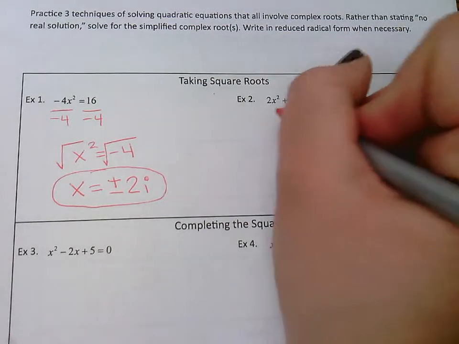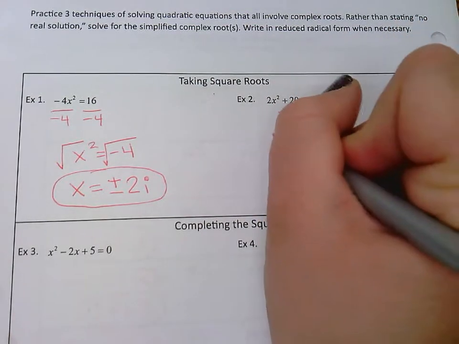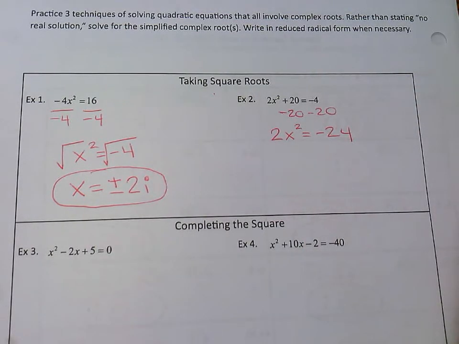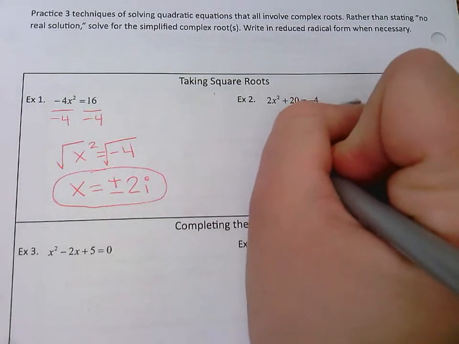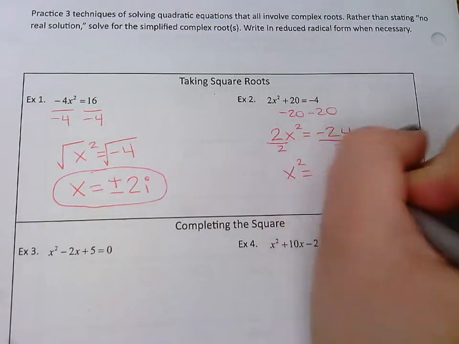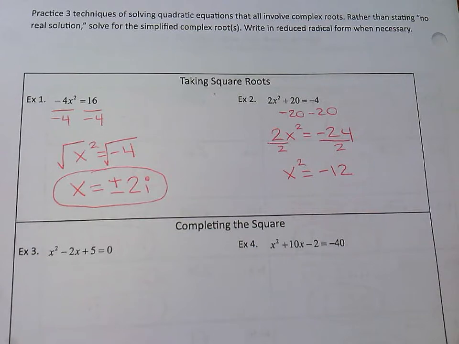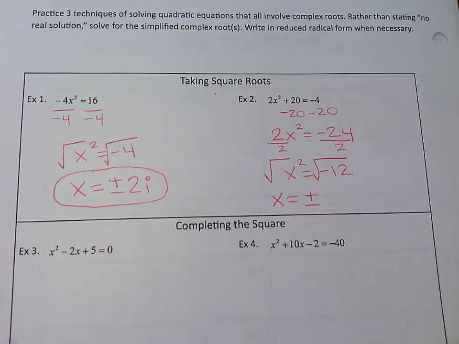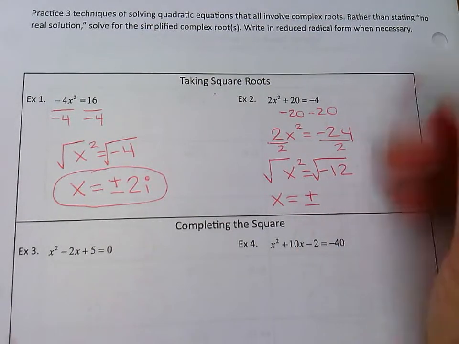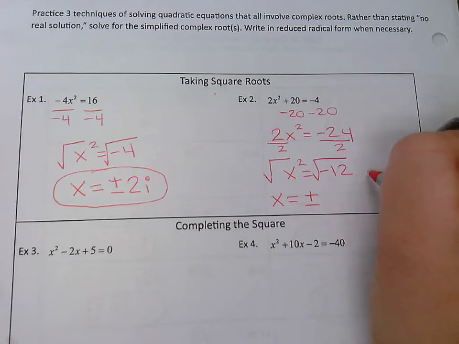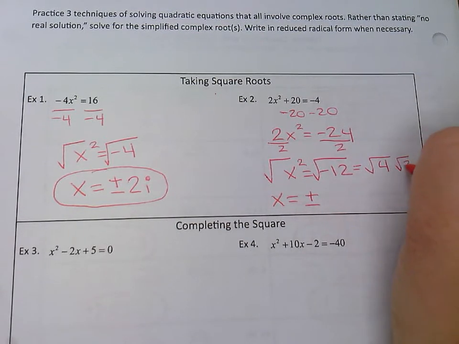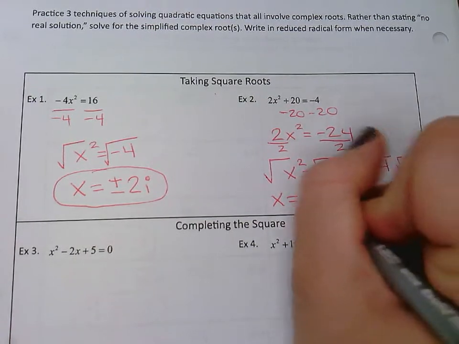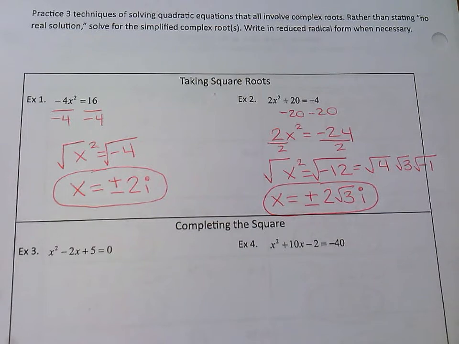Example 2. My first step would be to subtract 20 to the other side, so 2x squared equals negative 24. What would I do to get the x squared by itself? Divide by 2 on both sides. So x squared equals negative 12. Take the square root of both sides. So x equals plus or minus... Now for 12, I would have to break it down into a perfect square. So how about 4 times 3 times negative 1? So plus or minus 2 root 3 i.